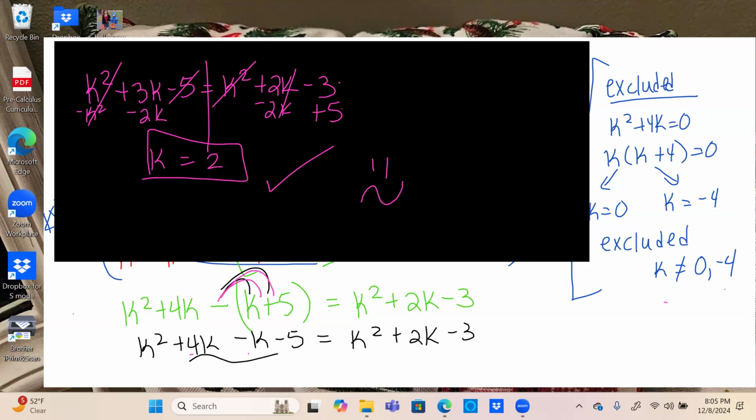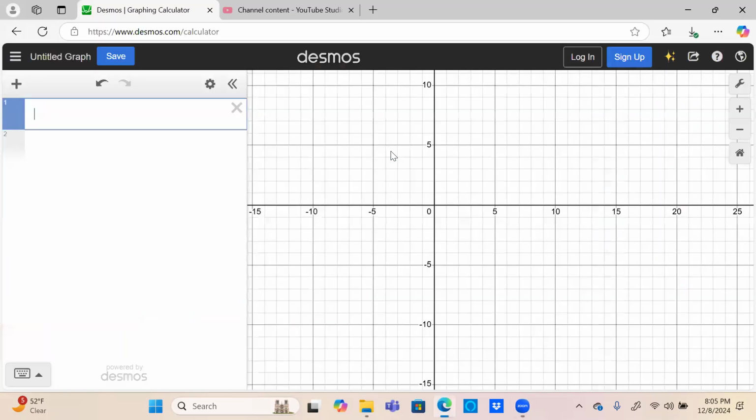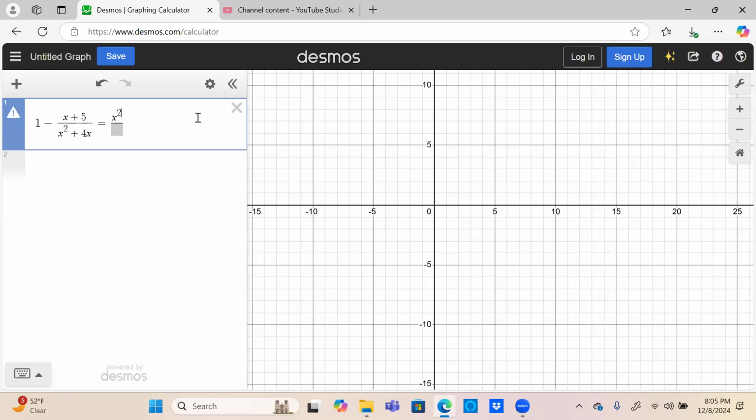Okay, I can check this one in Desmos. Not that you have to, but it is checkable. Okay, you can't do a k, but you can do an x. So everywhere we had k in the original problem, I'm going to change it to x. So this is 1 minus the fraction x plus 5 all over x squared plus 4x equals the fraction x squared plus 2x minus 3 all over x squared plus 4x. And then the straight line is your answer.